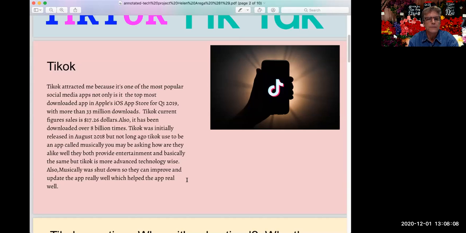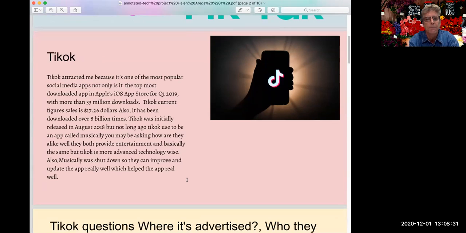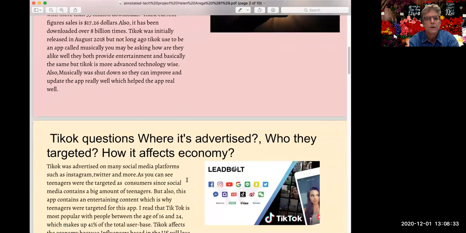Originally released in 2018, not long ago, TikTok used to be an app called Musical.ly. You may have been asking, how are they alike? Well, both provide entertainment and are basically the same, but TikTok is more advanced technology-wise. Also, Musical.ly was shut down so they could improve and update the app, which helped the app very well.